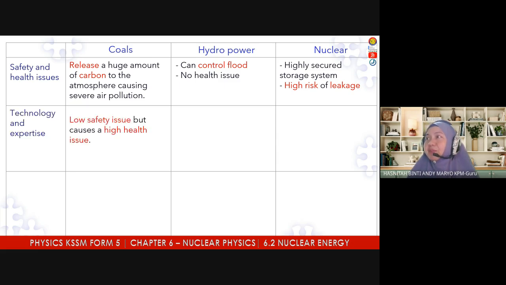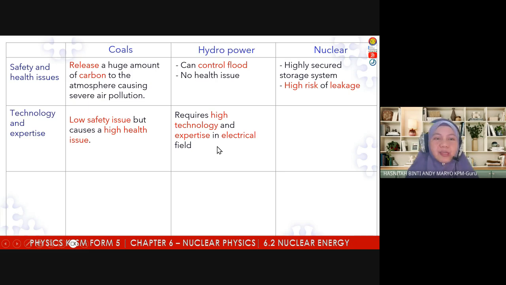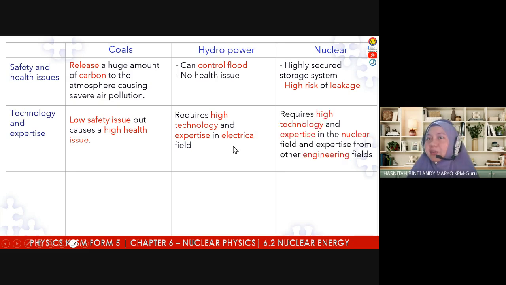Okay, from the technology and expertise aspect, coal uses low safety but causes high health issues. For hydropower, it requires high technology and expertise, especially in the electrical field. And for nuclear, it requires more. High technology and expertise, not only in the nuclear field, but also expertise from some engineering fields.